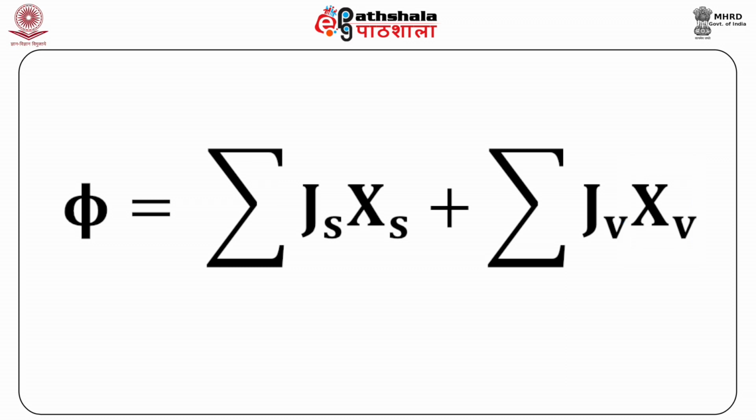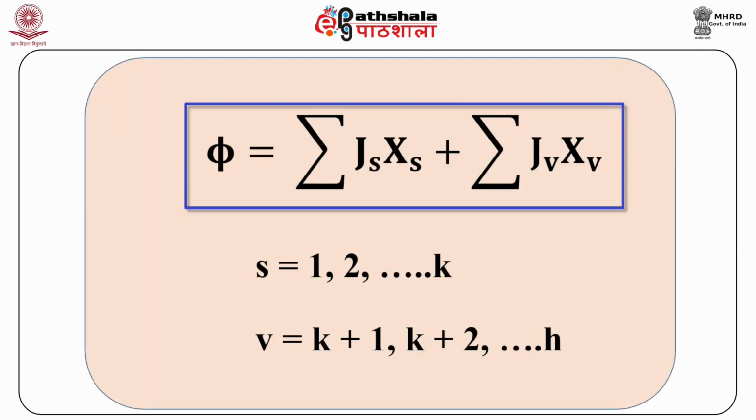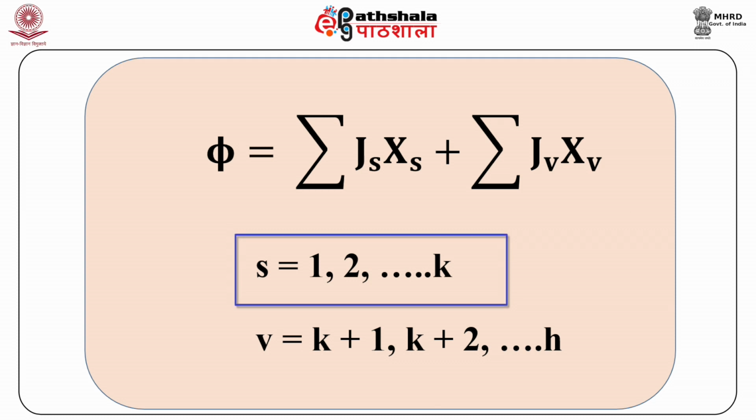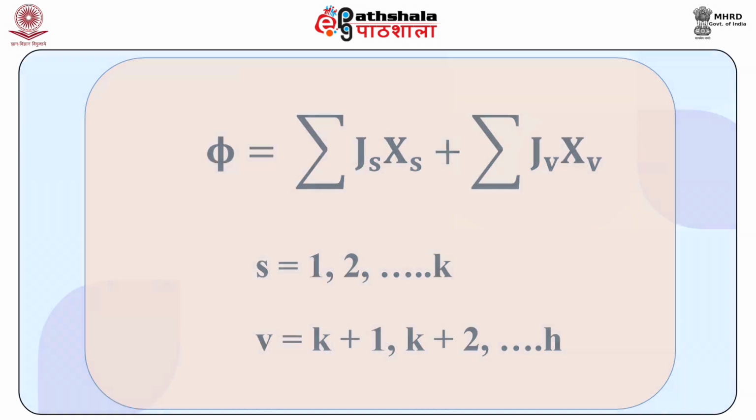On simplification, we can write the equation as phi equals summation of Js into Xs plus summation of Jv into Xv, where s is changing from 1 to k and v is changing as k plus 1, k plus 2, up to n.